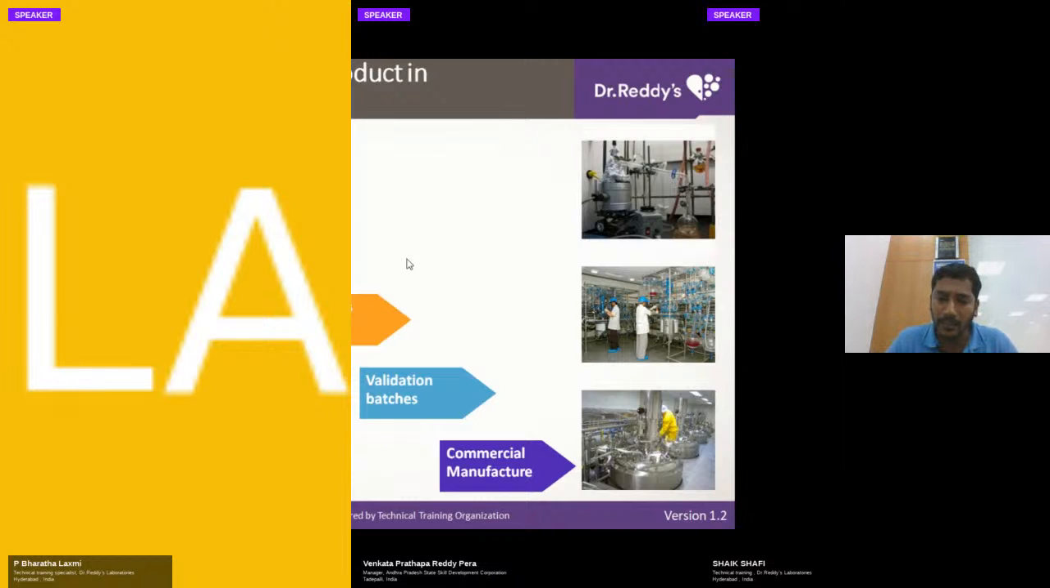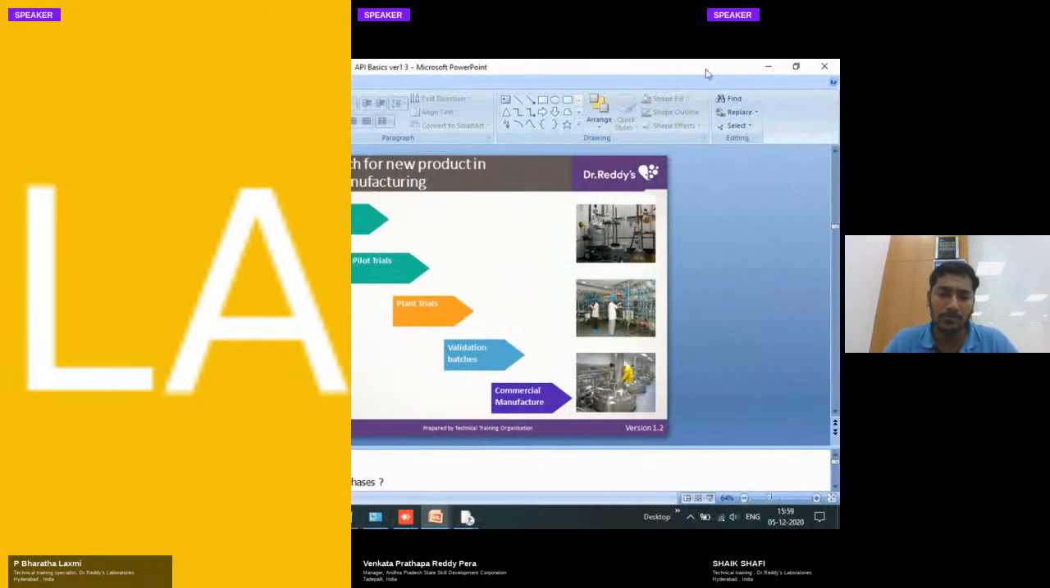Then coming to plant, here we get compatibility, so how our product is behaving with respect to equipment and everything. Then we do validation batches. Validation means it's an approach where we are saying that by doing this process, we will be able to obtain a quality product with reproducibility continuously. Then it comes under regular batches.